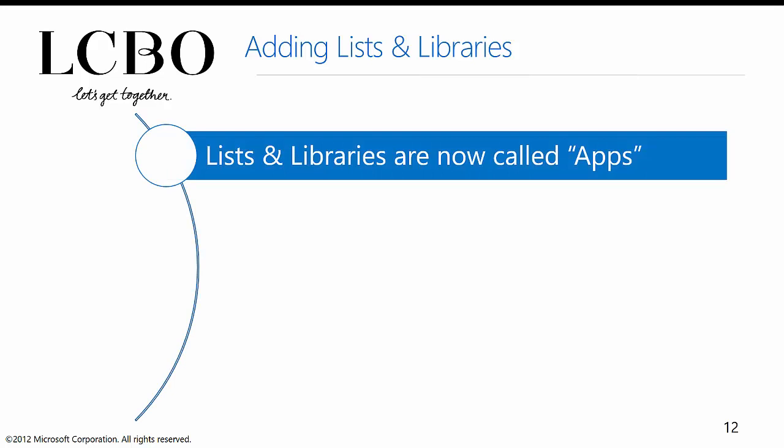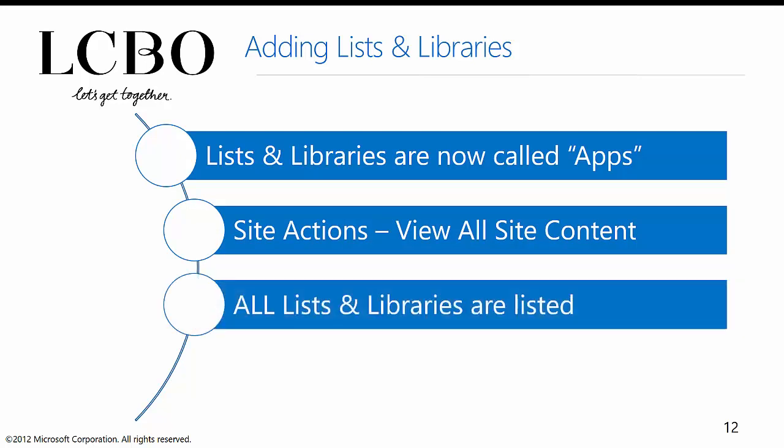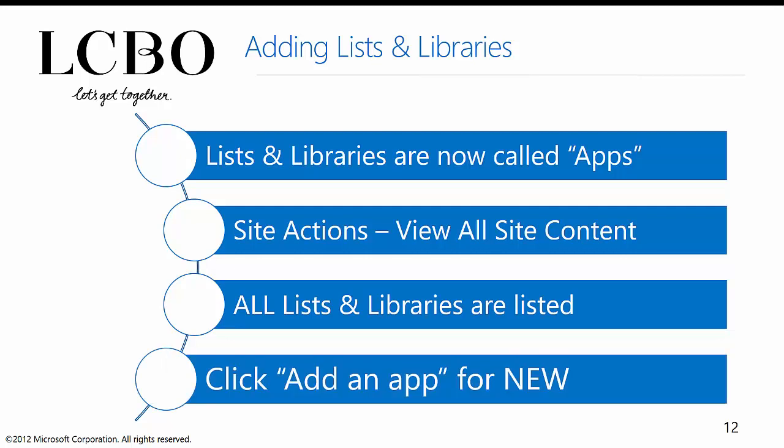Adding lists and libraries. Lists and libraries in SharePoint are now called apps. To get to the apps or to add a new app, you go Site Actions, View All Site Content. All the lists and libraries that are in your current site are listed. If you want to add a new list or library, you just click on Add an App.